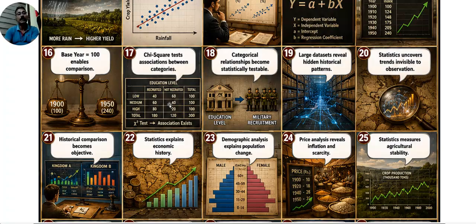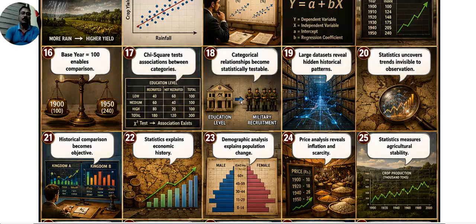This is one example, but many such examples are there with respect to different issues where we can apply this tool. This is a very important tool. Many researchers, not only in history but also in economics, hugely use these chi-square tests. Simple but beautiful. A large dataset reveals hidden historical patterns. Similarly, statistics uncovers trends invisible to observation.